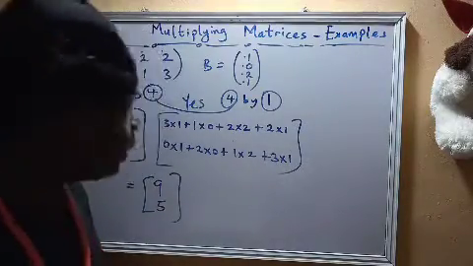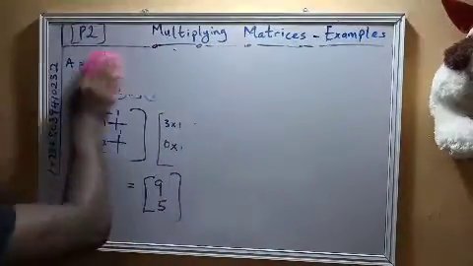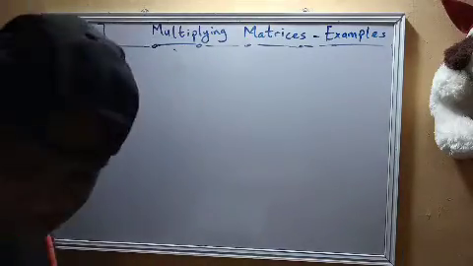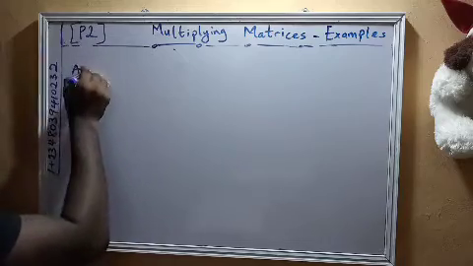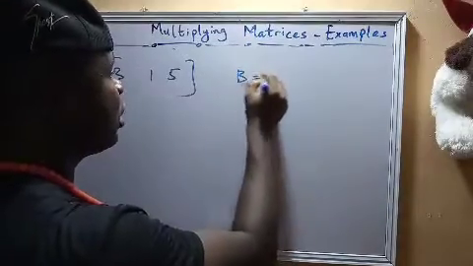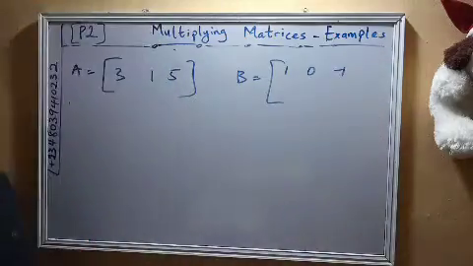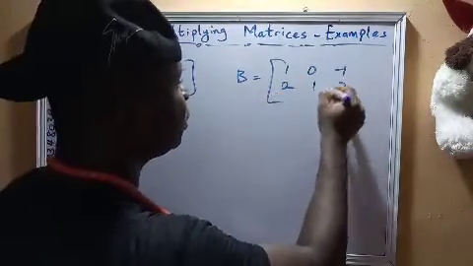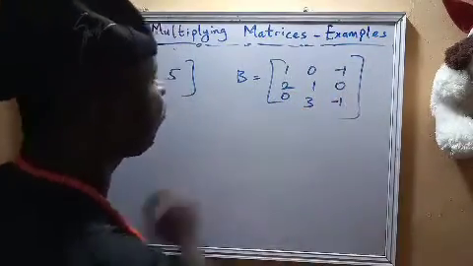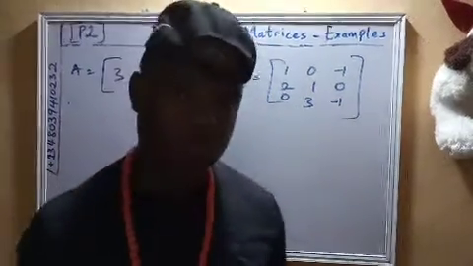Okay, now let's quickly go through another example and see what we can get out of that. Quickly, I'm going to put on the question. We have A equals to 3, 1, 5, and B equals to 1, 0, minus 1, and 2, 1, 0, and 0, 3, minus 1. Okay, now to multiply this, we still just quickly check if we can actually multiply it.